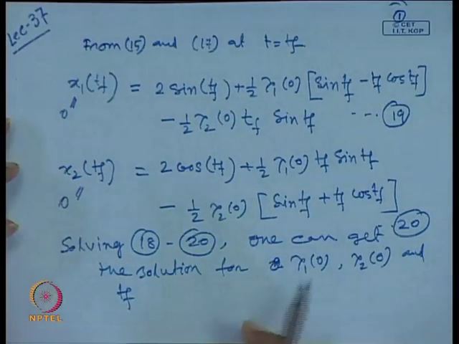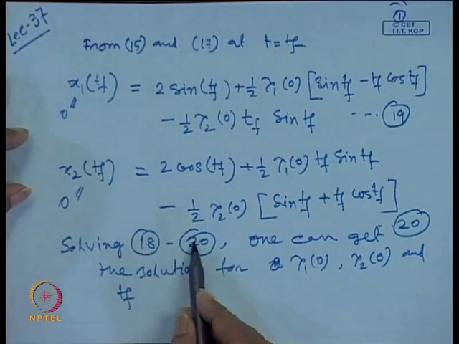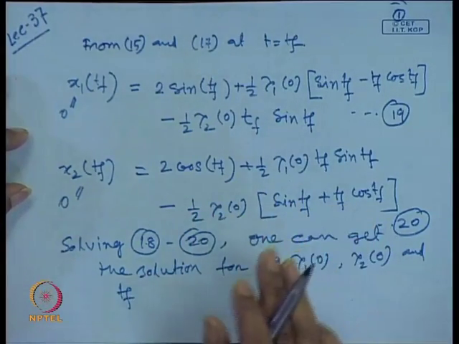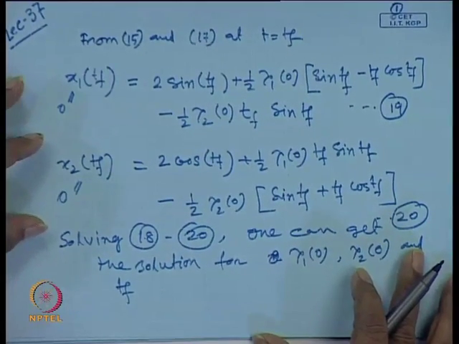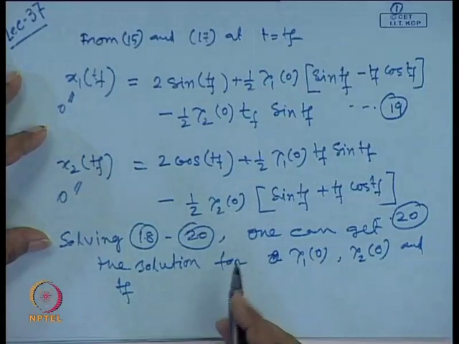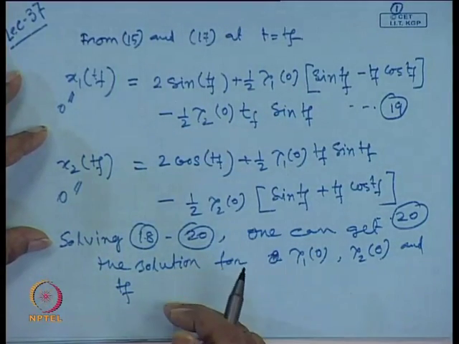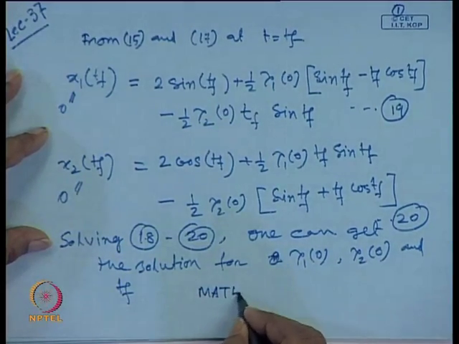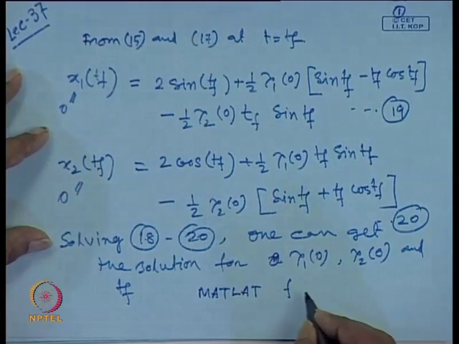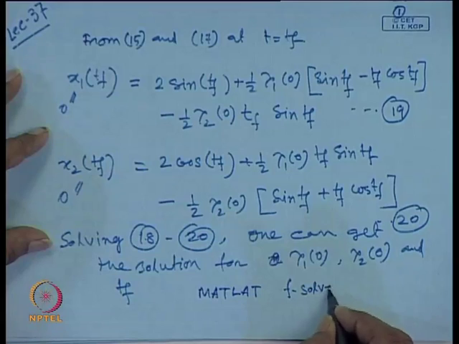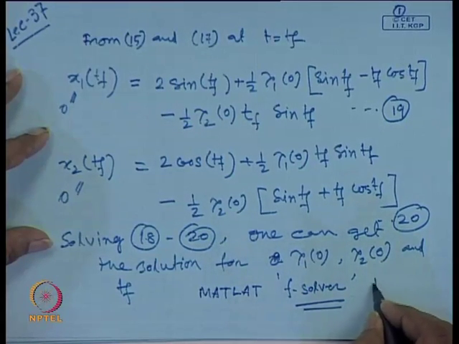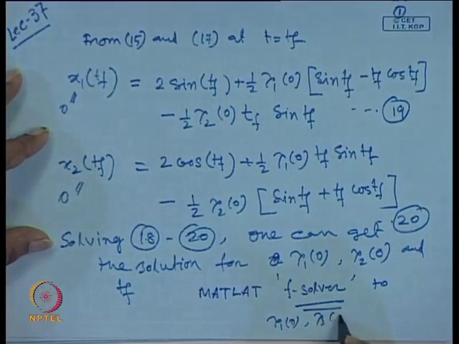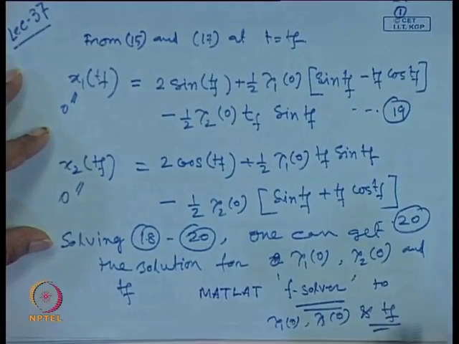One can solve equations 18, 19, 20, that is a set of nonlinear algebraic equations, by using software, generally MATLAB, what is called the MATLAB toolbox. You can use it to solve this set of equations. By using the MATLAB toolbox, there is a solver, fsolve, agree? You can use this to get these three unknown values, lambda 1 of 0, lambda 2 of 0 and t f.